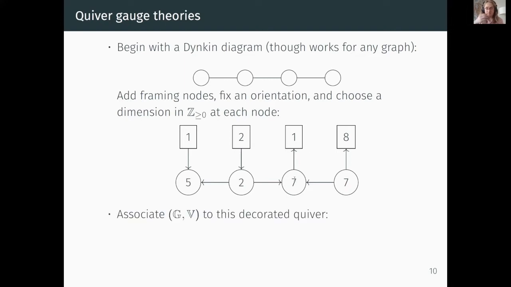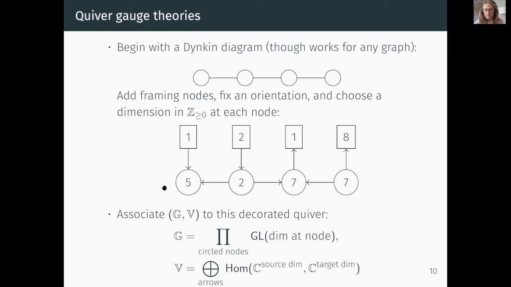To this data, you can associate some group and some representation, and they're the obvious ones coming from this. The group is going to be the product of GL_n's corresponding to the circled nodes. You'll notice I've drawn the framing as a box versus a circle, so I only care about the circles when it comes to this group. Here I would have GL5 times GL2 times GL7 times GL7. This is my group G. And the representation is just a Hom space for every arrow. So here we would have Hom from C to C^5, and Hom from C^2 to C^5. This group naturally acts on that representation, and this is the pair that we want to look at.